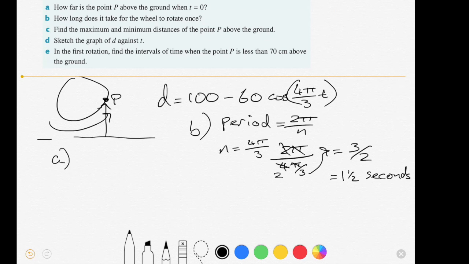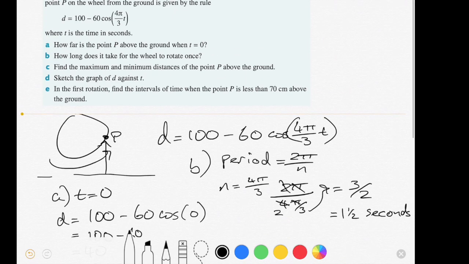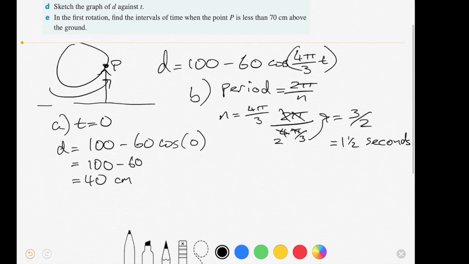Question A, let's go back and answer that one. How far is the point P above the ground when t equals 0? That means we're just plugging in t equals 0 into our equation. D is equal to 100 minus 60 cos 0. Cos of 0 is 1. Don't fall into the trap of just assuming that plugging 0 into a trig function gives you 0 out, which I've seen a lot of people do. And so that's 100 minus 60, which gives us an answer of 40. Let's not forget units. And again, let's double check the question. This is in centimeters, so our answer is going to be 40 centimeters.